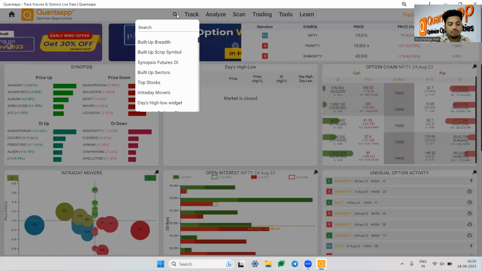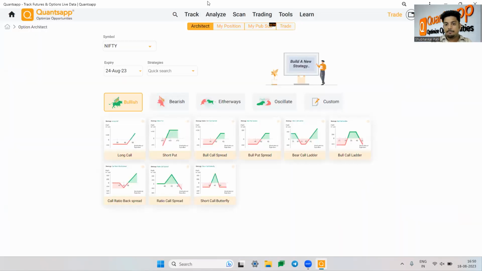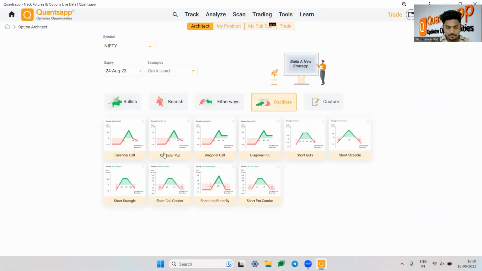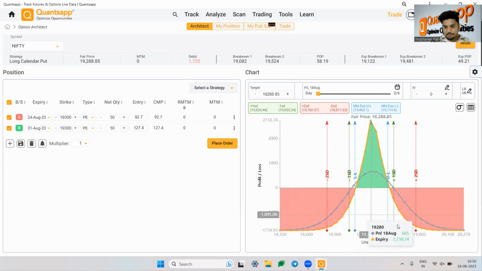I'm just trying to show you why. I prefer put side calendar spreads much more because of the implied volatilities. So let's say calendar put. Now if you see, the reward to risk has got slightly better, and at the peak, at expiry payoff, we are making roughly around 2,700 rupees.